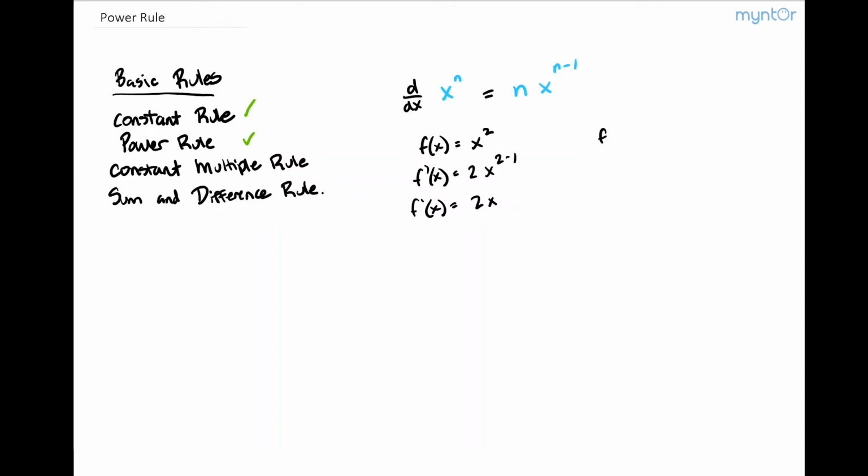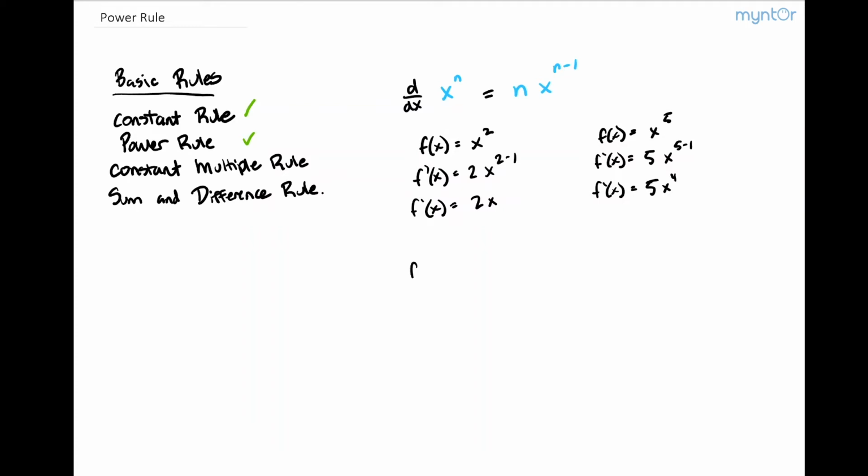Let's say we have f of x is equal to x raised to the 5th. F prime of x is going to be 5 times x raised to the 5 minus 1, or f prime of x is equal to 5x raised to the 4th. Let's look at another example.